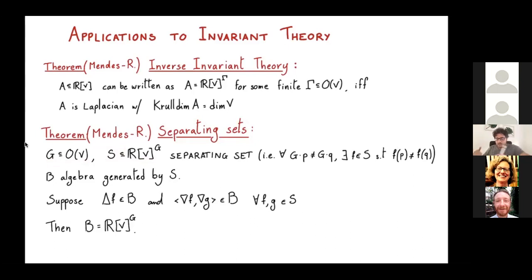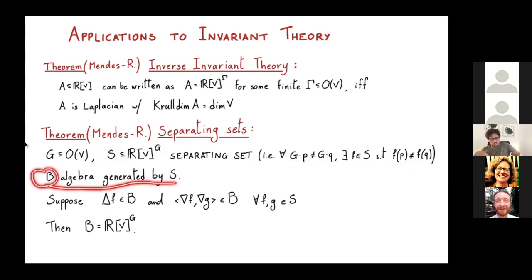just means a set of polynomials that is large enough that you can separate any two orbits. For any two different orbits, you can find an element of the set that distinguishes the two orbits. Usually the separating sets are rather easy to find, but then it is hard to prove that they generate the whole algebra. And here we give a good characterization.